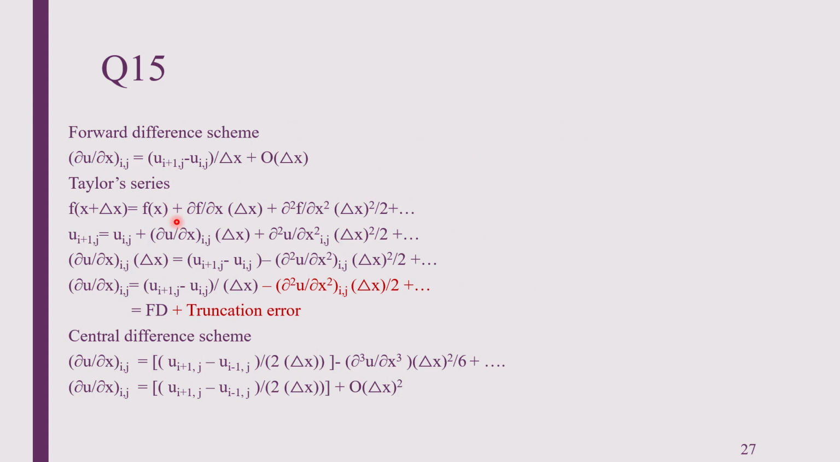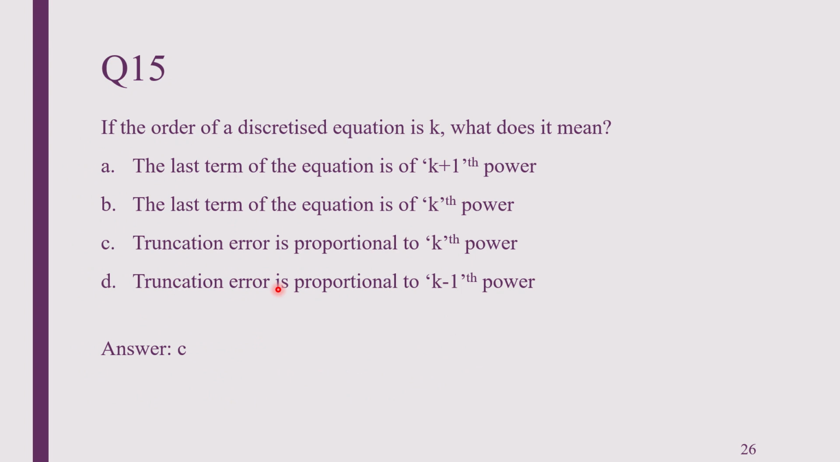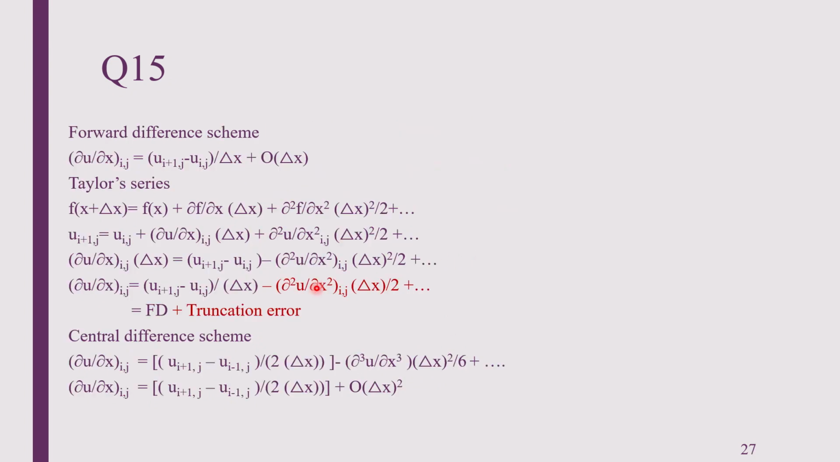So here what have we done? If it is a first order equation, the truncation error is proportional to the first power. If it is a second order equation, we are neglecting the truncation error from the second order, so second power. So truncation error is proportional to the kth power. Here truncation error is proportional to the first power. Here we have neglected all these terms, which are proportional to the second power.